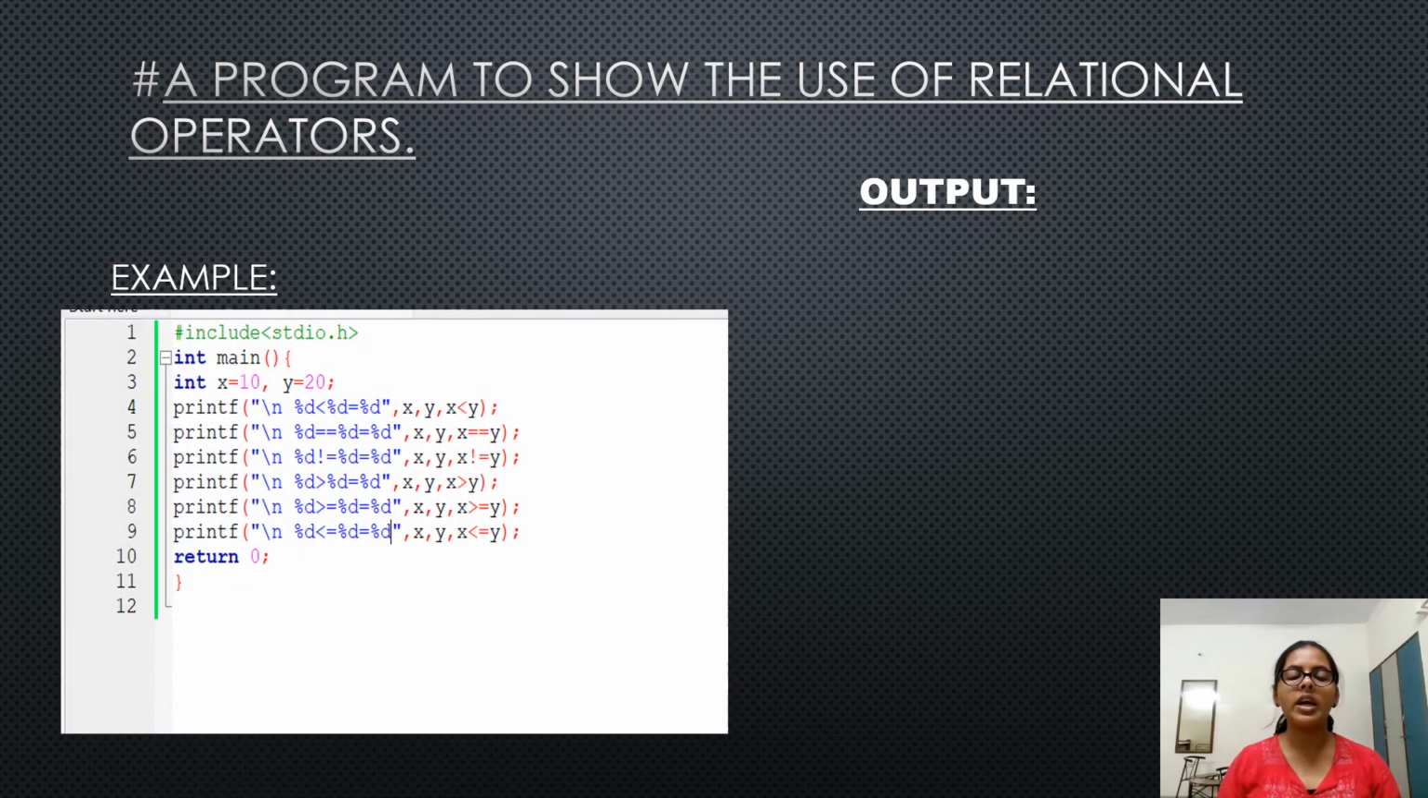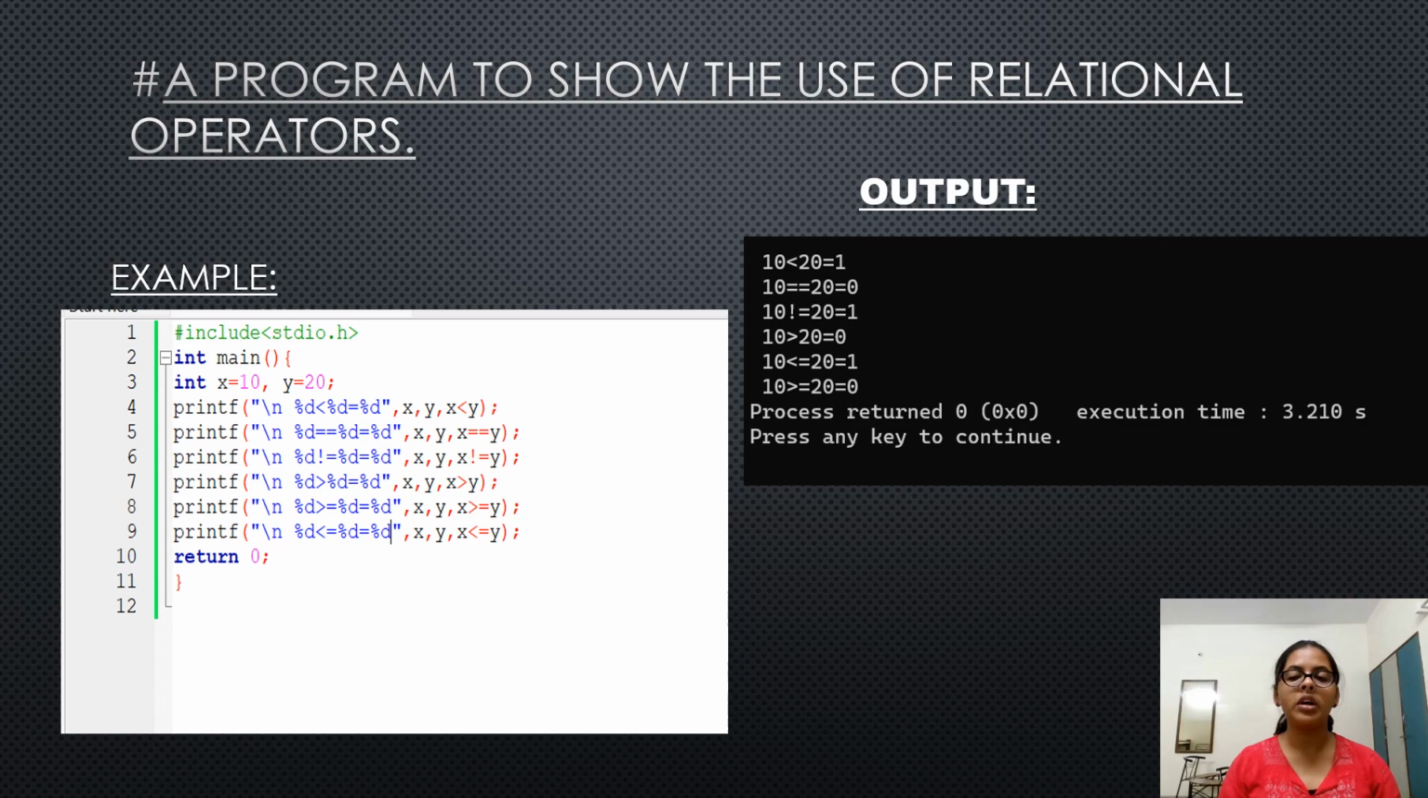In this program, we have taken two integer values as x is equal to 10 and y is equal to 20, and we have performed the various relational operations between them such as less than, greater than, equal to, less than equal to, greater than equal to, and not equal to operations between them. So let's see the output.